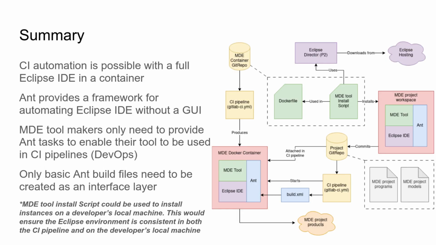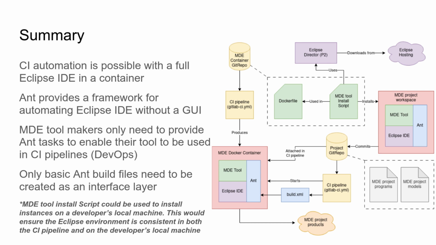So in summary, we've demonstrated how CI automation is possible through the use of a full Eclipse IDE installed within a container environment. The use of containers enables us to place our MDE toolsets into CI pipelines set up to automate the processes that we need to perform on our models during a modeling project. MDE toolmakers are not required to implement command line interfaces for their MDE toolsets. Instead, they have the opportunity to take advantage of the Eclipse IDE's Ant framework that enables CI pipeline authors access to the features of their MDE toolsets.